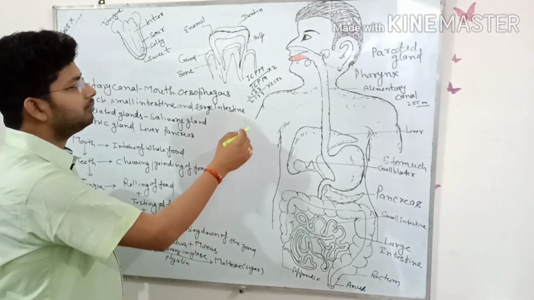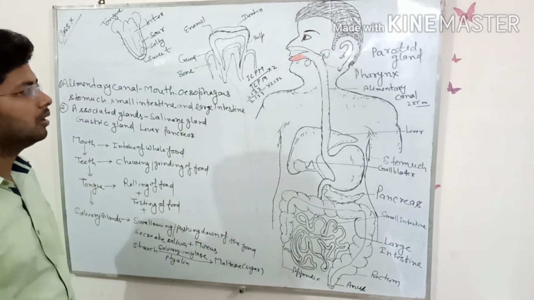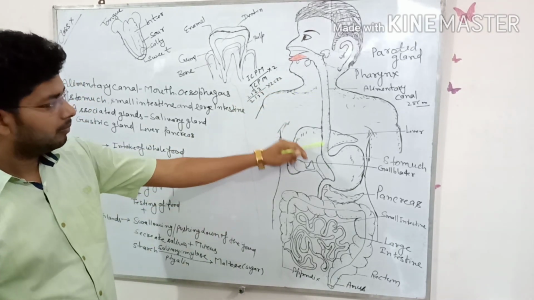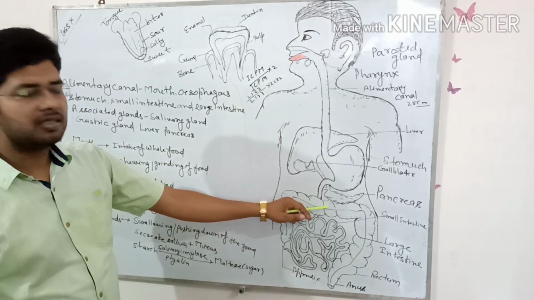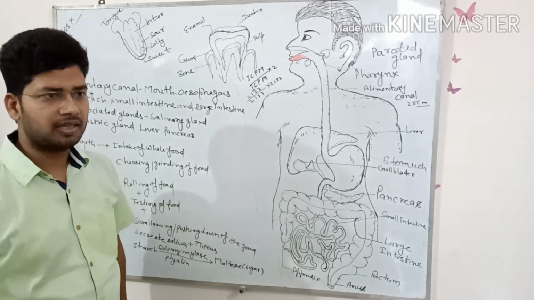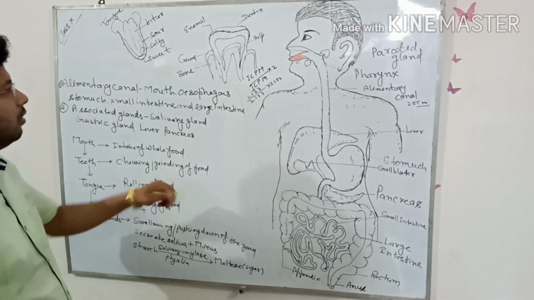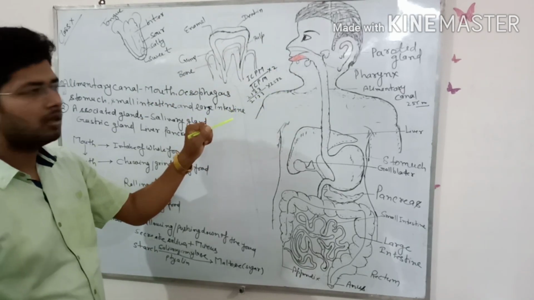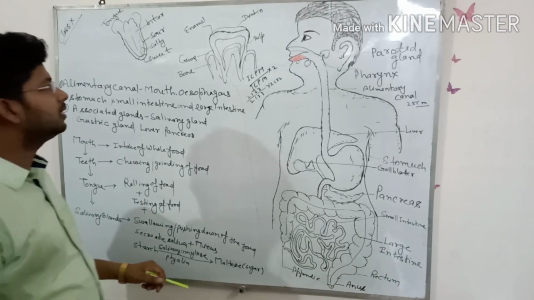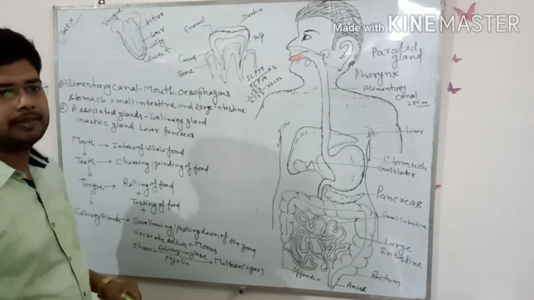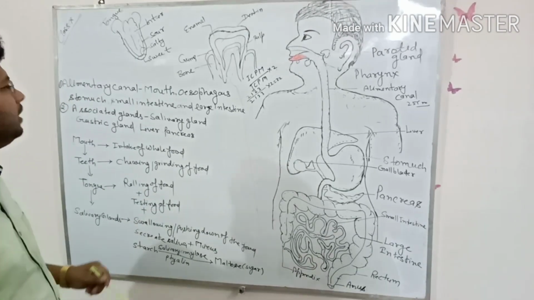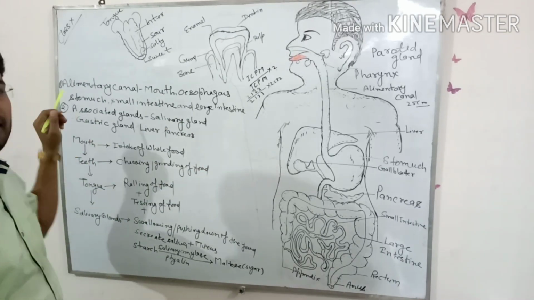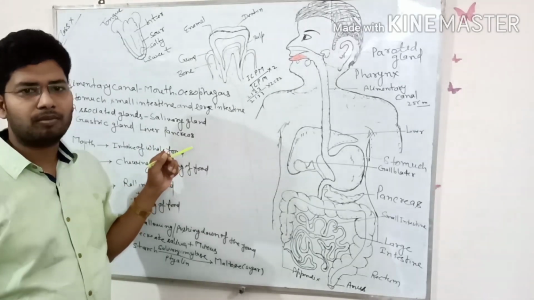The human digestive system consists of the mouth, pharynx, alimentary canal, stomach, small intestine and large intestine. So we want to discuss the mouth. The mouth contains teeth and tongue. Basically, before going to teeth and tongue, we will discuss the mechanical process and chemical process.